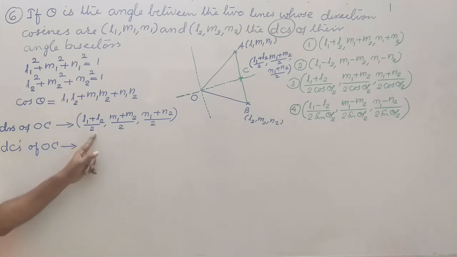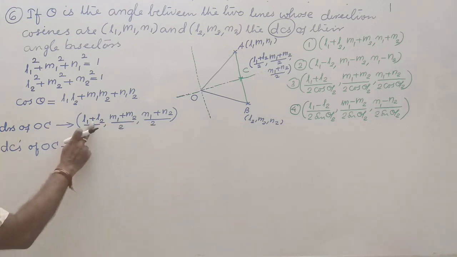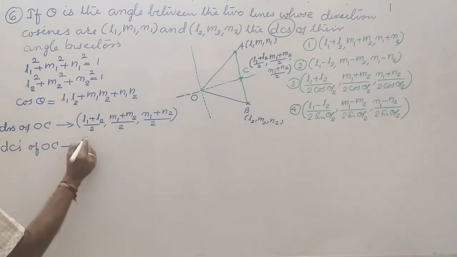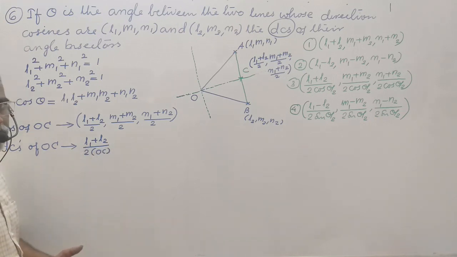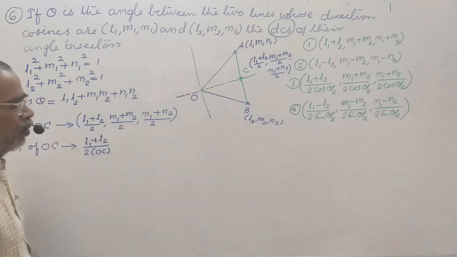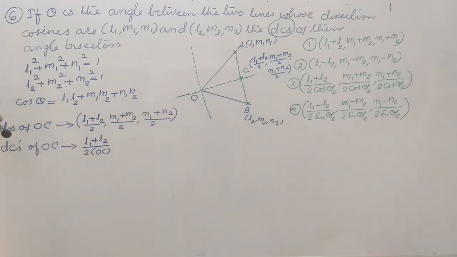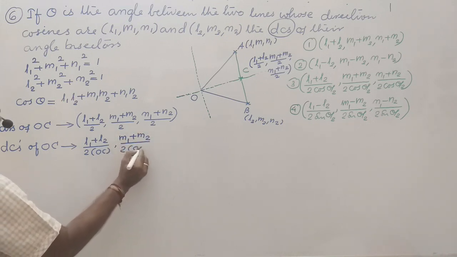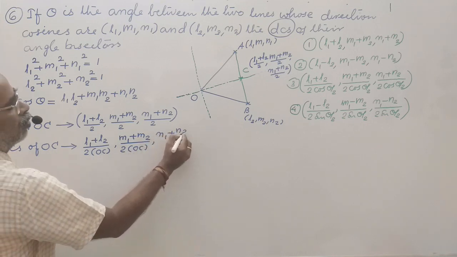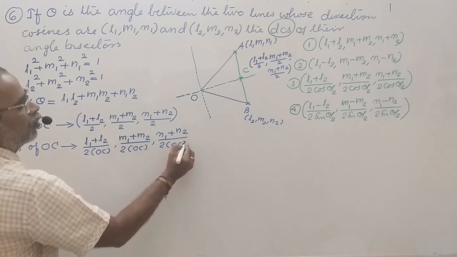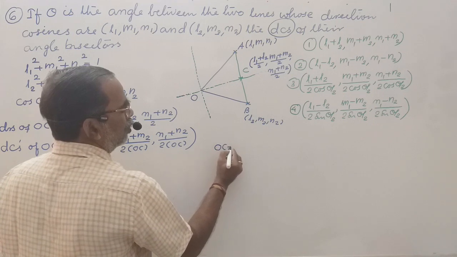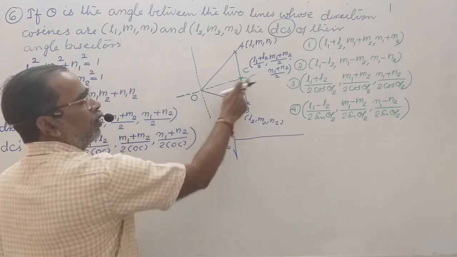How to get direction cosines? By dividing the direction ratios by the square root of first one square plus second one square plus third one square. That is the OC distance. So I will write this as L1 plus L2 divided by 2 into OC distance. That is, DC means unit vector, dividing that vector by its magnitude. The magnitude of this vector is the distance between O and C. Similarly here also, M1 plus M2 divided by 2 into OC, N1 plus N2 divided by 2 into OC. So these are the DCs. To get the answer, we need to find the OC value. Here I will calculate the OC distance, that means the distance between O and C.